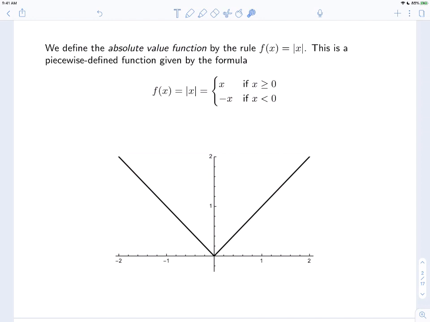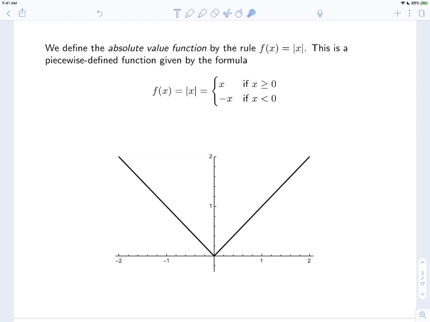The result of the absolute value function is always a non-negative number. That is, it's either positive or it's zero. So if you start with an x which is already non-negative, you just get the same thing back. However, if x is negative, then you get the opposite of x, which is a positive number.